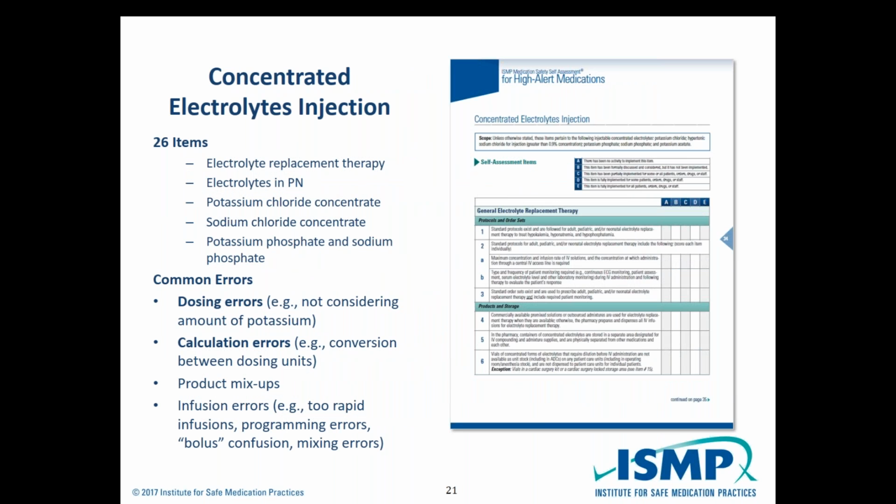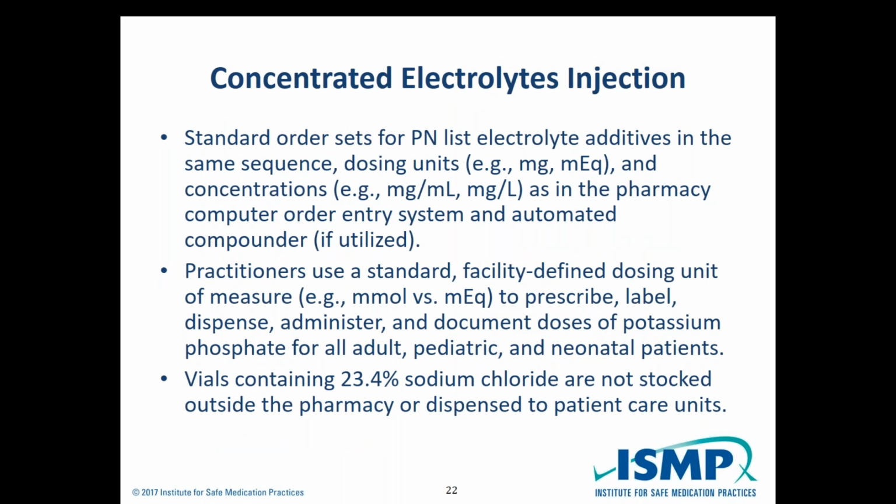Next is on concentrated electrolytes. There's 26 items in this section, and they talk about electrolyte replacement therapy, parenteral nutrition, potassium chloride concentrate, and again, some of those common errors that we get in, the dosing errors, calculation errors, the product mix-ups. So we try to cover some of these categories for those common errors that we get in on concentrated electrolytes.